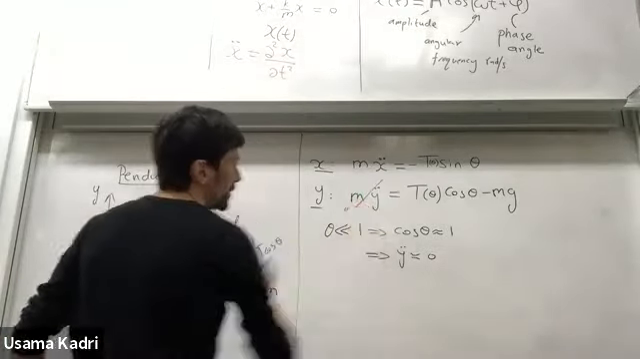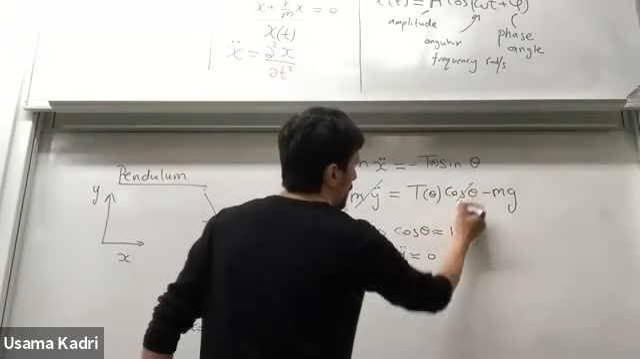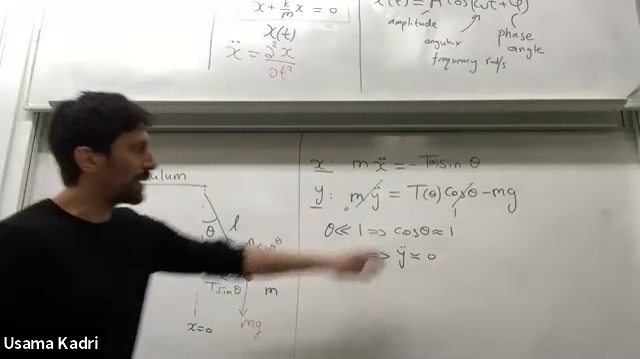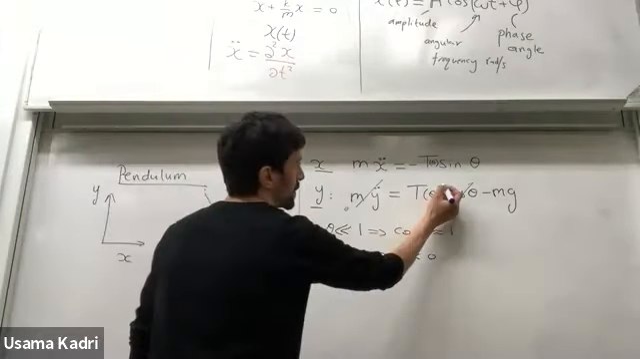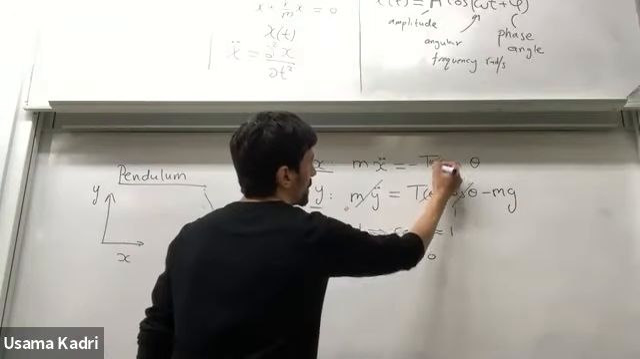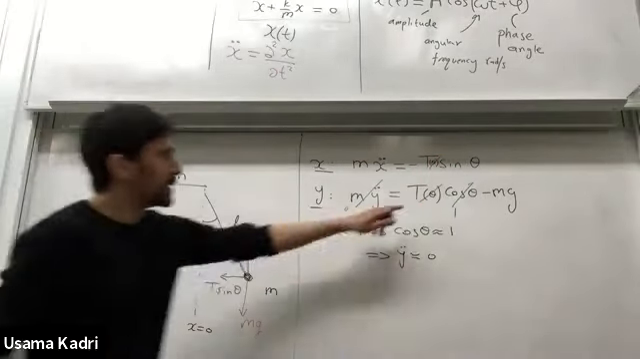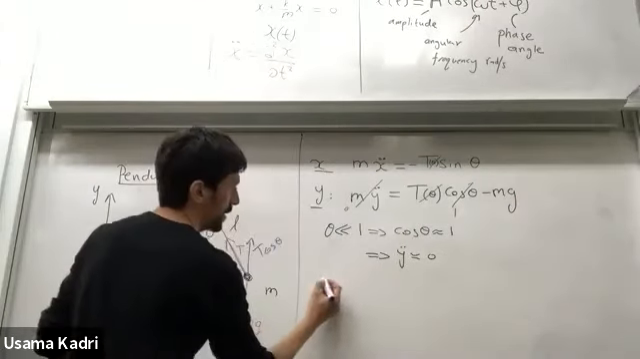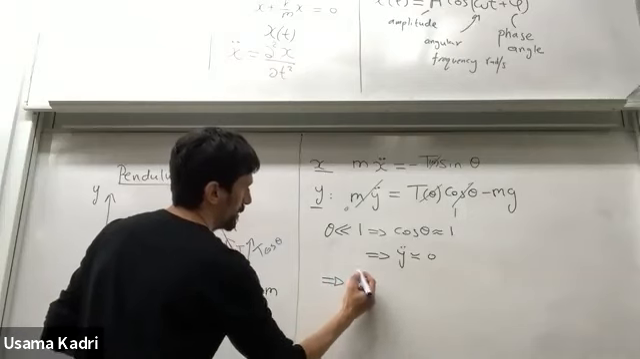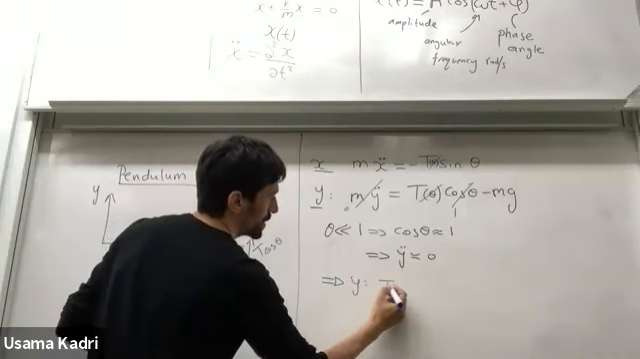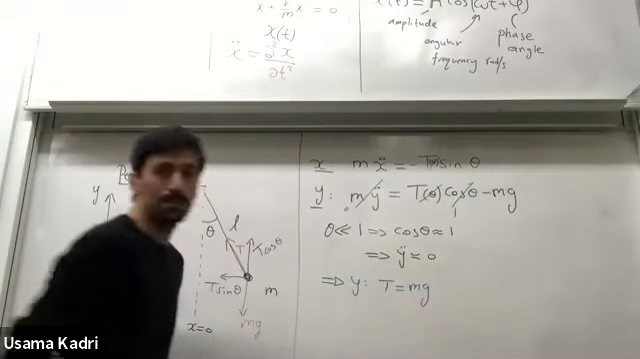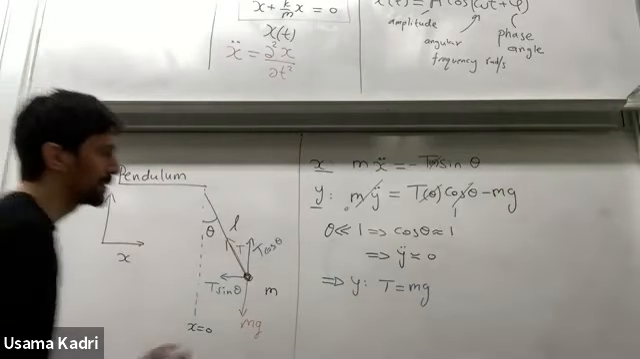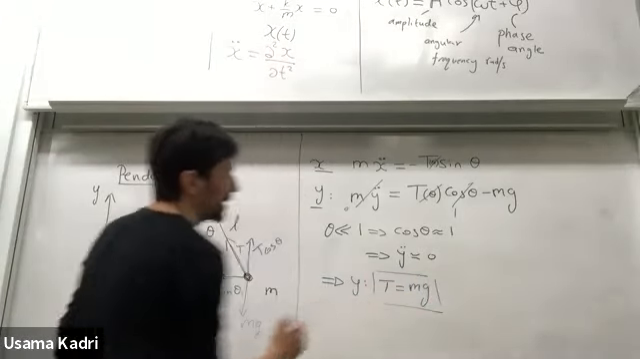if this is 0, if this is 1, first of all, T is no longer a function of theta. Here and here. Which means that, I'll write it here, from y, we get T equals mg. It's just as if it was completely vertical. And this makes things really easy.